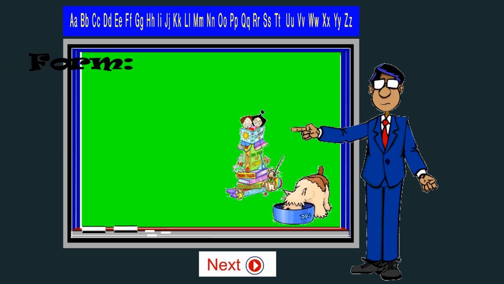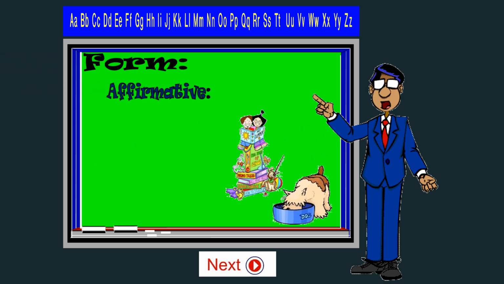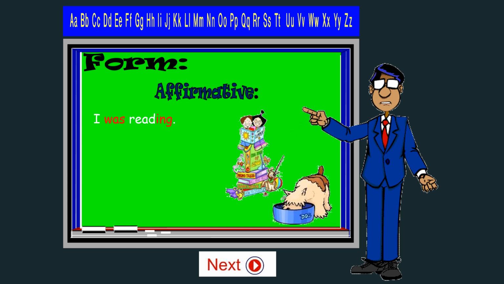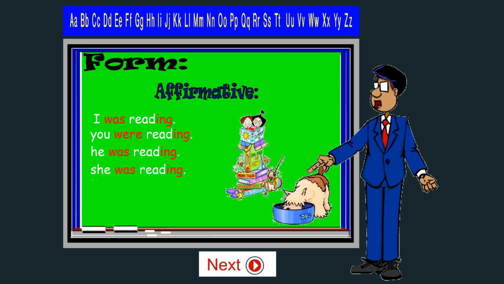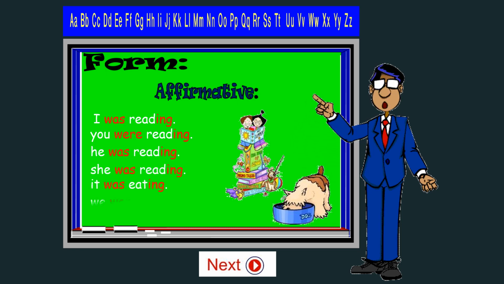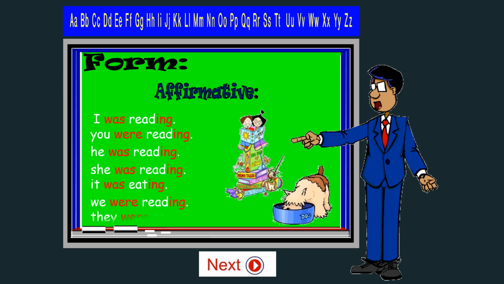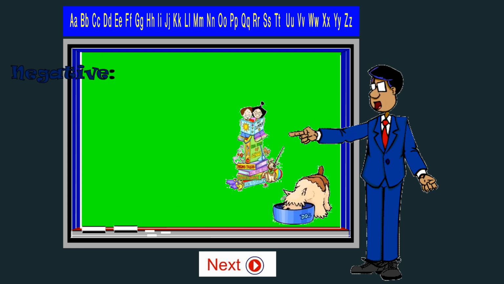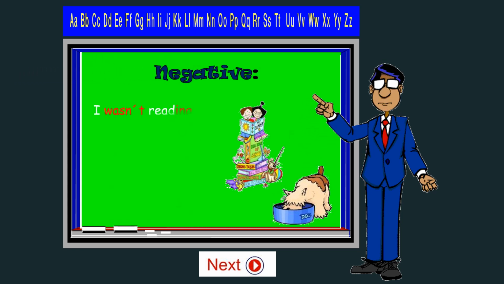Form. Affirmative. I was reading. You were reading. He was reading. She was reading. It was eating. We were reading. They were reading. Negative. I wasn't reading.